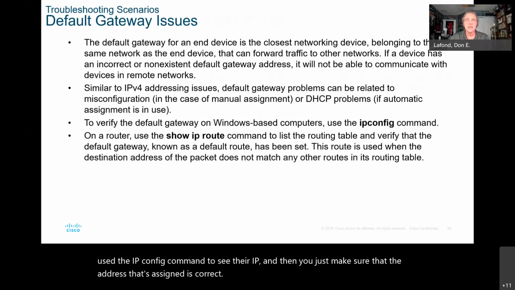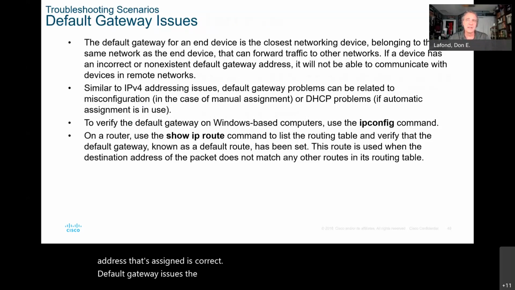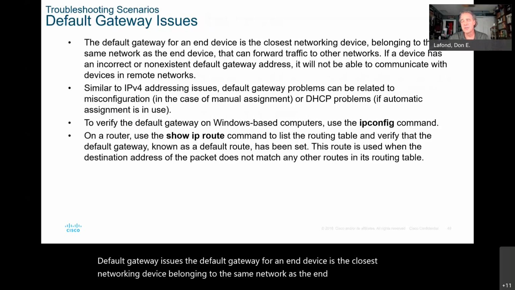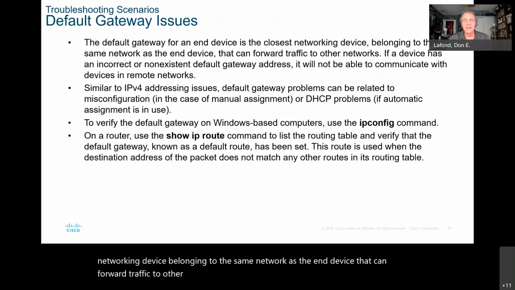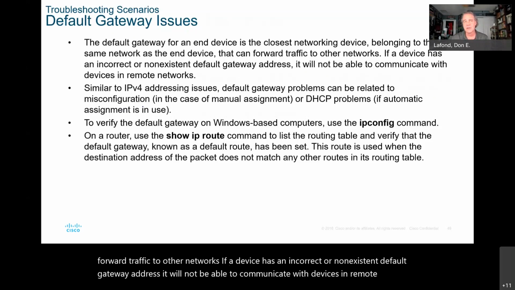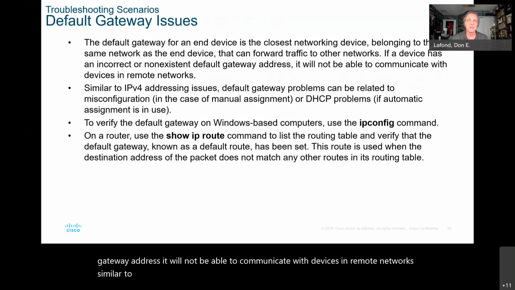Default gateway issues. The default gateway for an end device is the closest networking device, belonging to the same network as the end device, that can forward traffic to other networks. If a device has an incorrect or non-existent default gateway address, it will not be able to communicate with devices in remote networks. Similar to IPv4 addressing issues, default gateway problems can be related to misconfiguration, in the case of manual assignment, or DHCP problems if automatic assignment is in use.